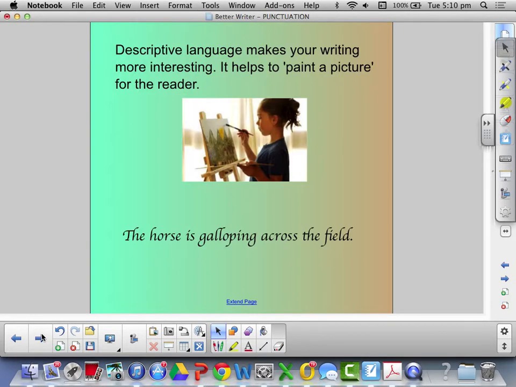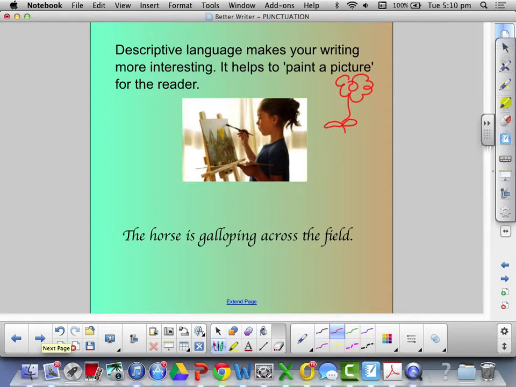Now why? Okay, why do we use descriptive language? Well, look up here. Descriptive language makes your writing more interesting. It helps to paint a picture. Okay, a much nicer picture hopefully than that one there for the reader. Okay, something like this lovely little girl here is painting a beautiful picture there. Okay, but we have to do that with our words when we're writing.